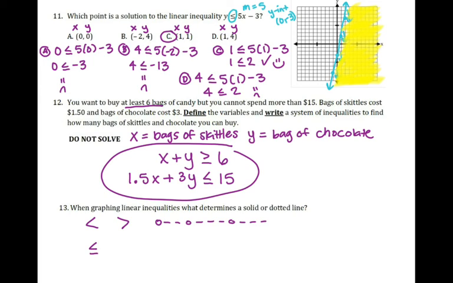If I have less than or equal to, greater than or equal to, that's going to create closed circles with a solid line as you're graphing. Essentially, the dotted lines and the open circles basically mean that you do not include those values. So when you have that or equal to, you can include those values, which is why you would have a solid line.